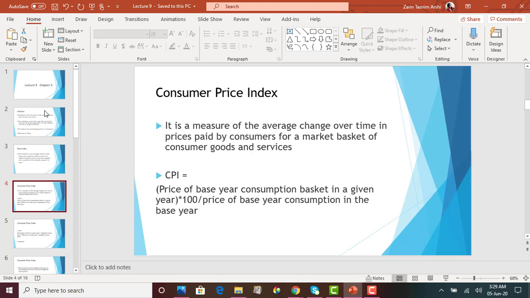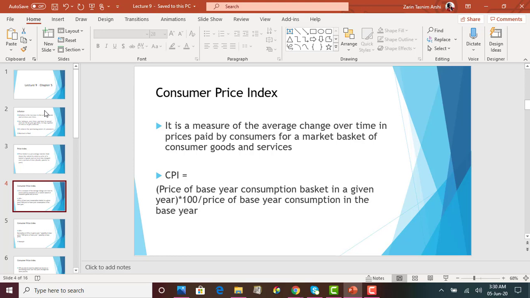So the definition of consumer price index is a measure of the average change over time in prices paid by consumers for a market basket of consumer goods and services. Again, it is a type of price index. The only thing is that it has been refined and it is specifically used for consumers.